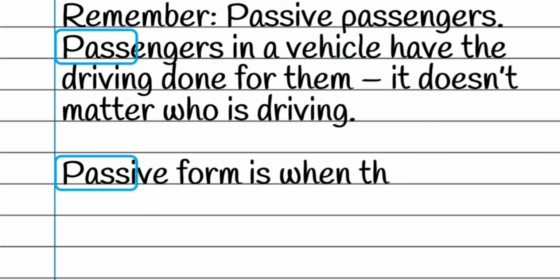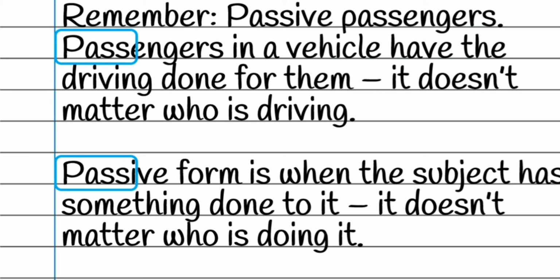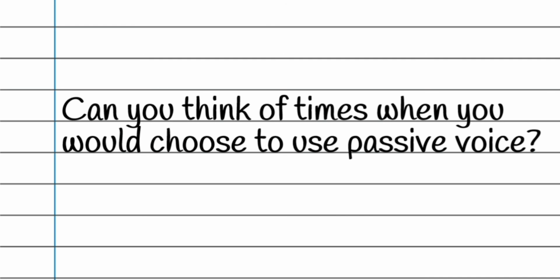If you think about a passive sentence, it's when the subject has something done to it or for it. It's not doing it itself, okay? And it doesn't necessarily matter who is doing the action in that sentence. So the passenger isn't doing the driving, doesn't really matter who's doing the driving. Passive form, the subject isn't doing the verb, doesn't really matter who is doing the verb. Can you think of any other points or any other cases where you might use the passive voice?